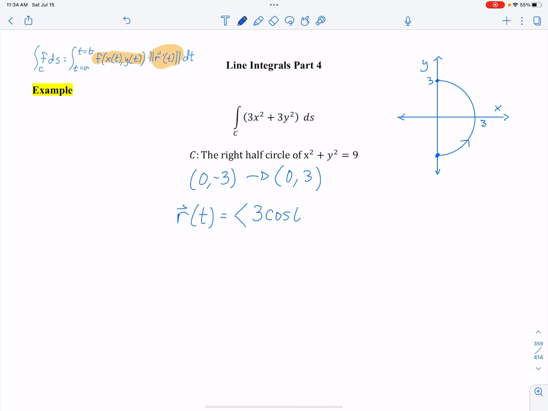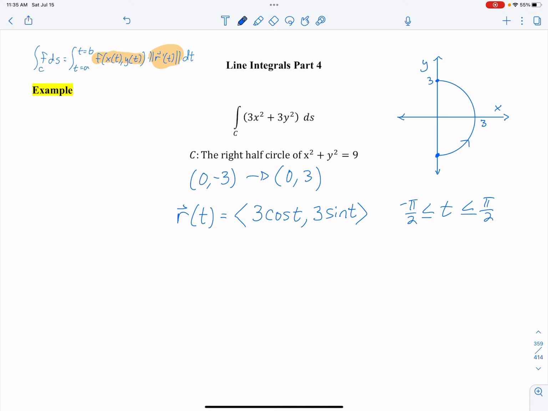So 3 cosine of t, and then 3 sine of t. And then we have to figure out bounds for t. We want to go from one end to the other. So to get the bottom, we want negative pi over 2. And to get the top, we want pi over 2. So we don't want to do 0 to t.